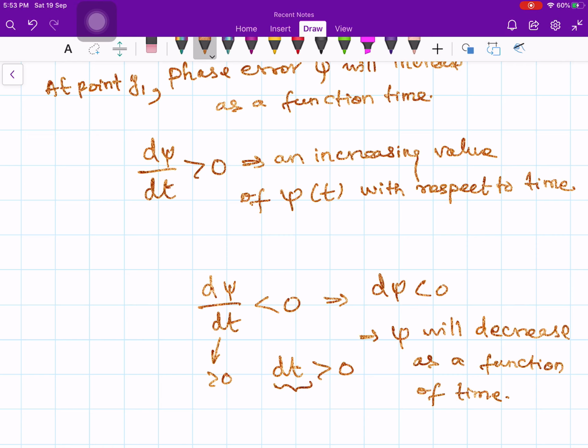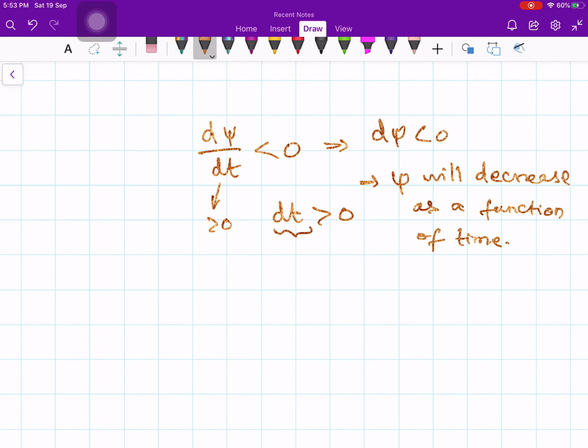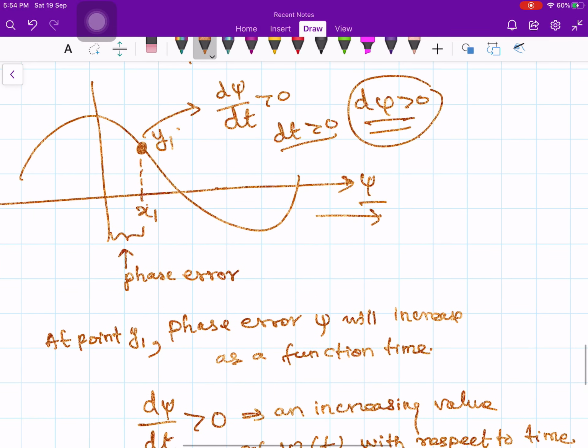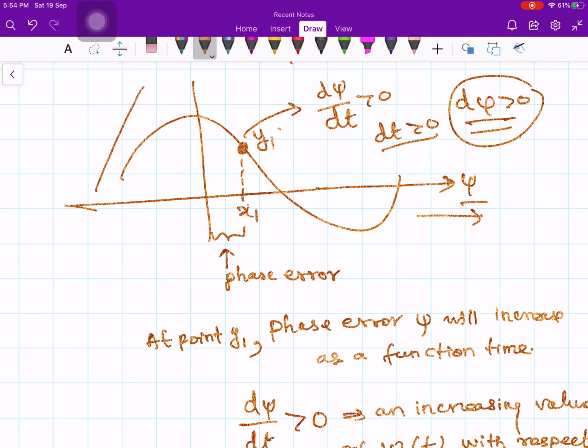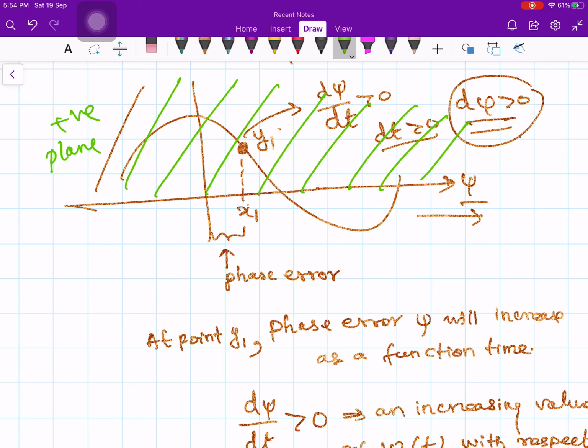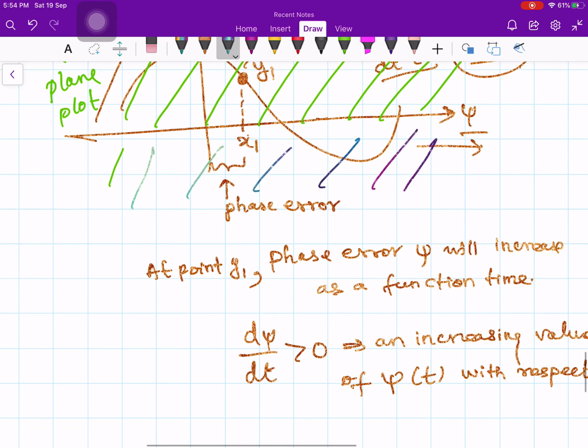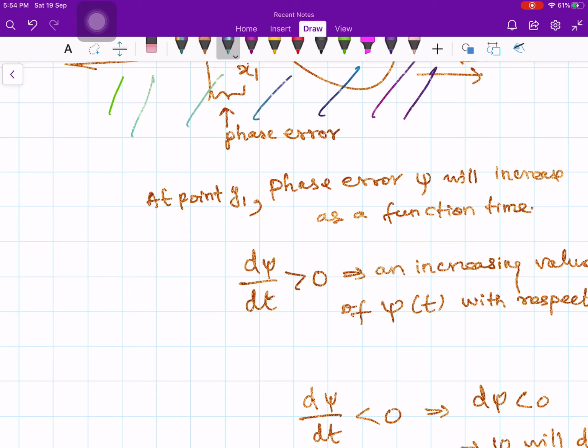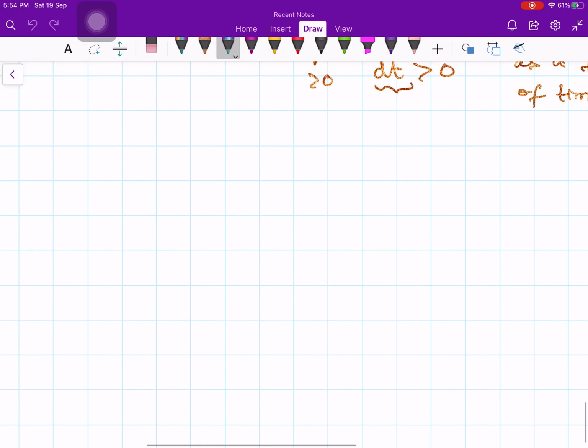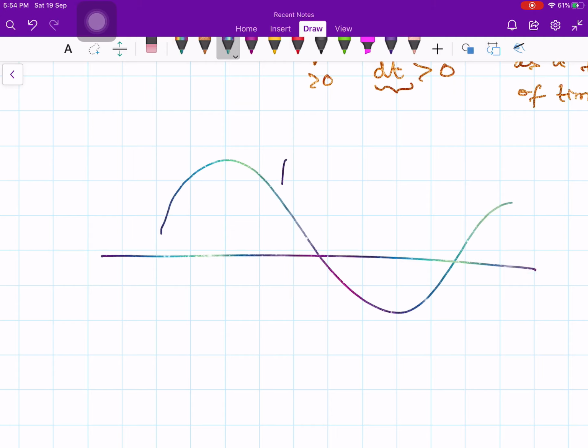So, this is a subtle concept, so let me go a little slowly. What does it mean? If you are on the positive side of the phase plane plot, what is the positive side? Upper half plane above the x axis. This is my positive phase plane plot, and this one is the negative phase plane plot, where the value will be negative. If you are on the positive side anywhere, we will move along the trajectory like this, because in the positive direction psi will increase. That is what we said in this condition.